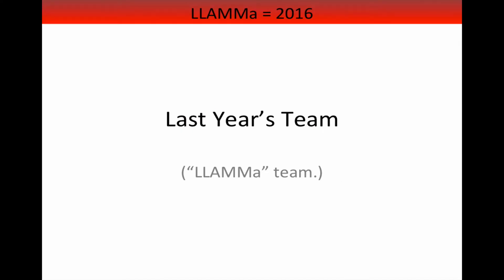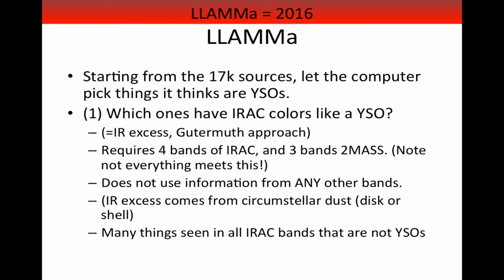So last year's team, which was the Llama team, I put a banner on the top that's going to carry forward so you can remember which things I'm talking about specifically pertain to the 2016 NITARP team called Llama. They started from the 17,000 sources, and they let the computer pick things that it thinks are young stars. And it did that in several different ways. The first way was it said, okay, which ones have IRAC colors that make this object look like a young star? This is otherwise known as looking for IR excess, or the Rob Gutermuth approach.